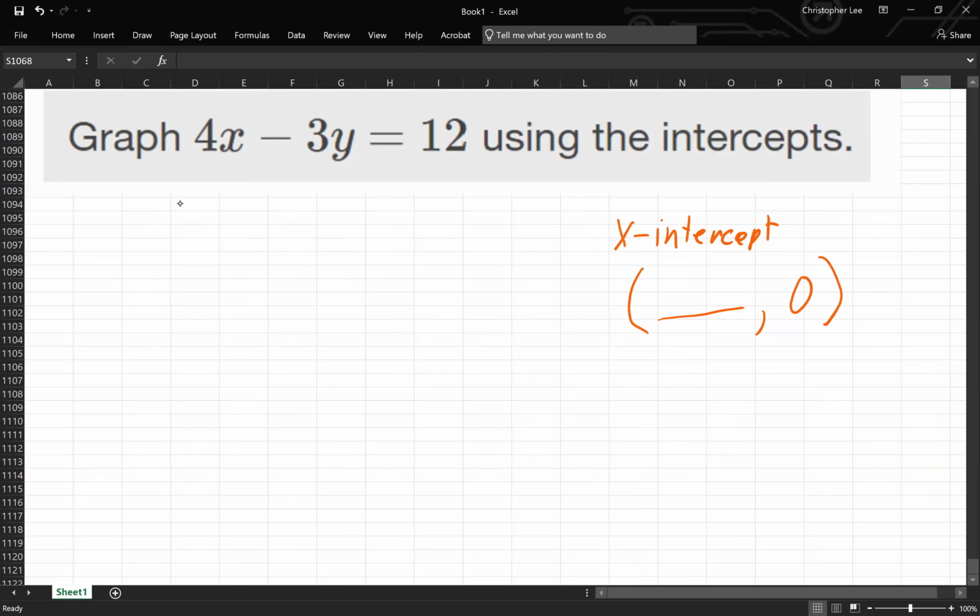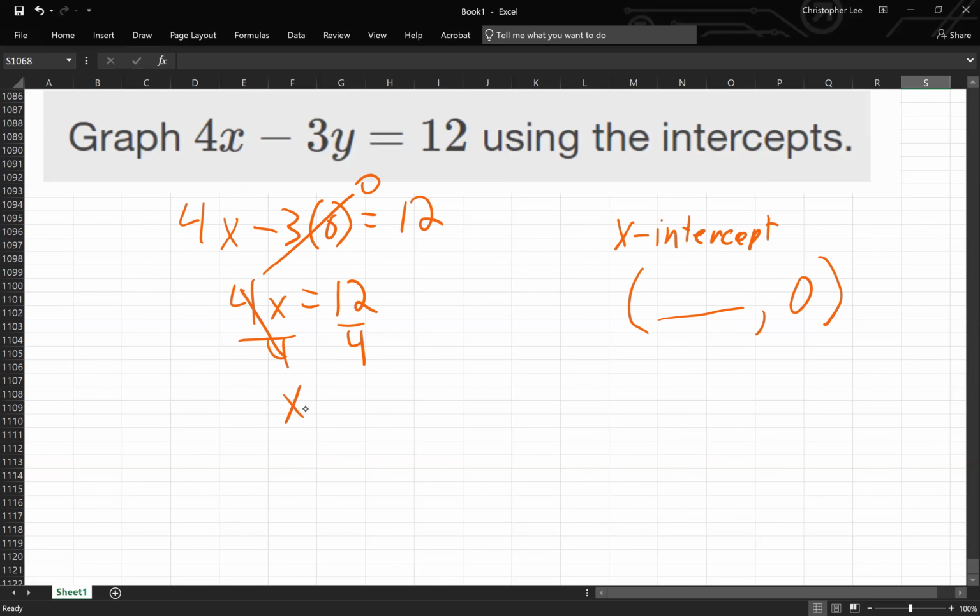So this is going to be what? 4x minus 3 times 0 is equal to 12. You know that this is 0. So this is just 4x is equal to 12. Divide by 4 on both sides. I have x is equal to 3. That's my x-intercept.